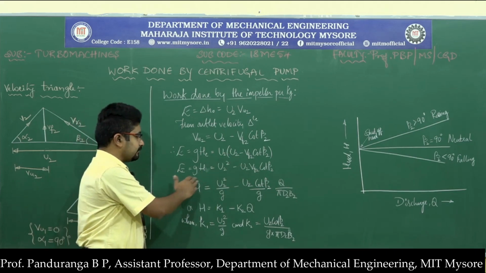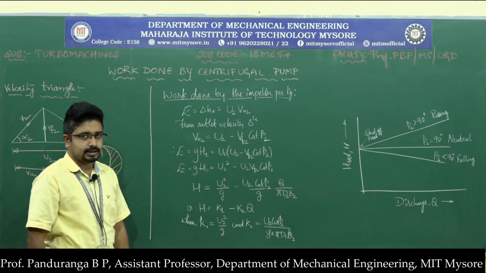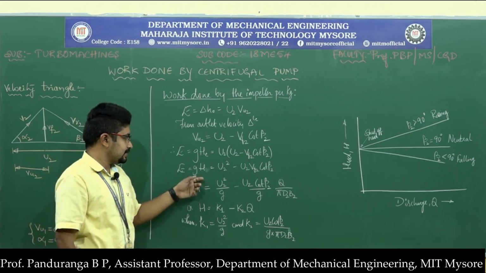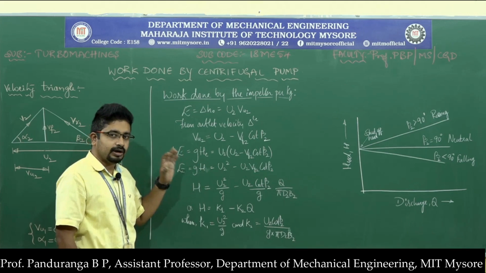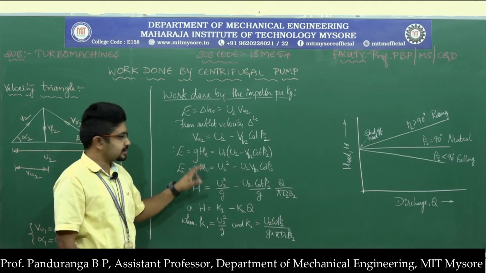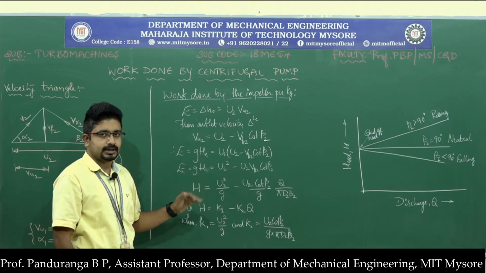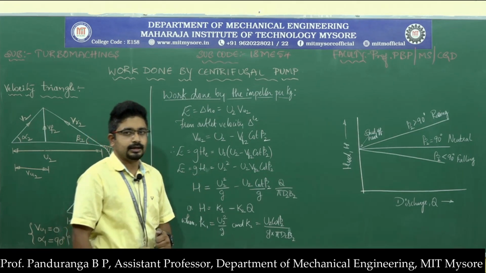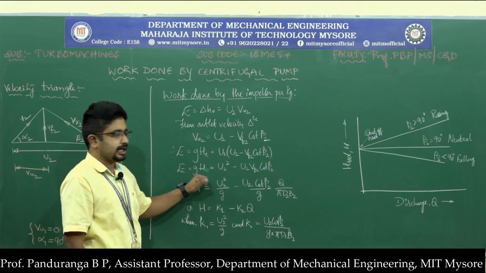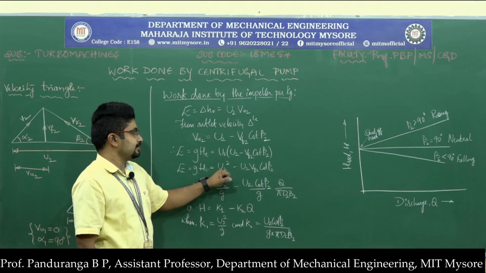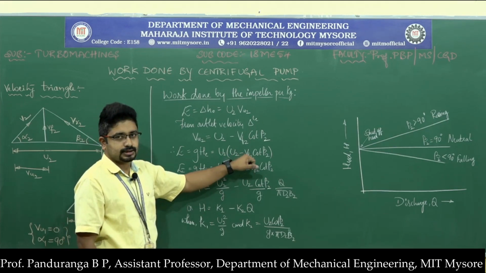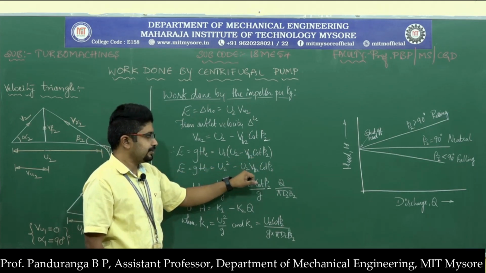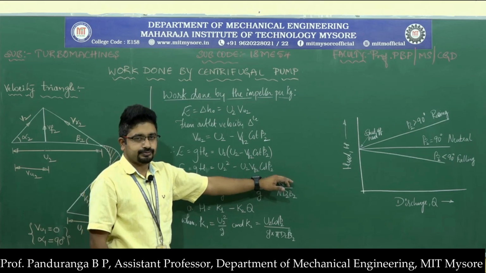Then energy will be equal to GH. Instead of calling it Euler's head, I will just call it head. So G into H, since we are dealing with liquids here, I am using H, because for liquids we generally use the pressure head as a reference. So I am using GH, which is equal to U2 square minus U2 VF2 cot beta 2, just multiplying this U2 within the bracket.